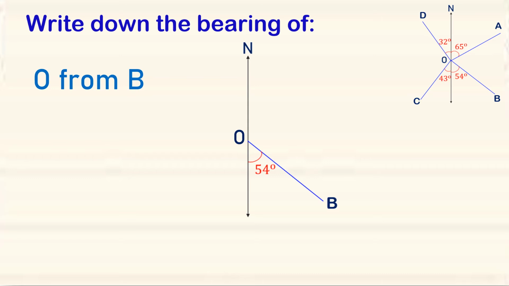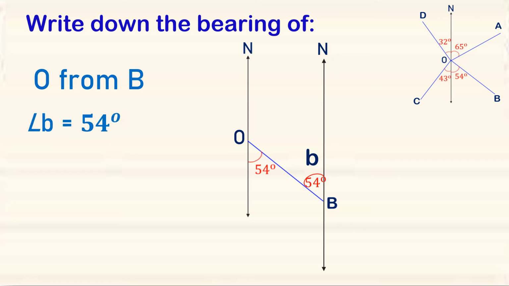Now let us determine the bearing of O from B. So from here, we already separated the diagram containing line OB. So we are going to draw a north line at point B. And then we all know that alternate interior angles are congruent. So if this is angle B, it is equal to 54 degrees. Then we are going to measure clockwise from your north line, joining line OB. So we have angle Y.